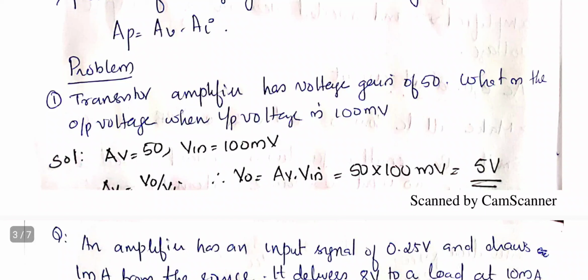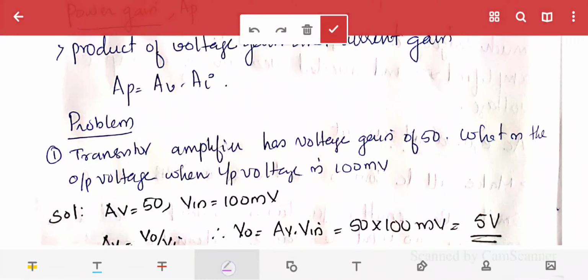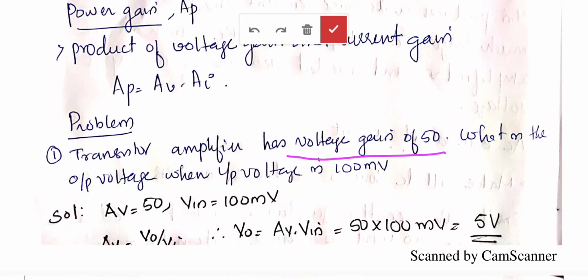So now we will see one small, simple problem. The question is: the transistor amplifier has a voltage gain of 50, so AV is equal to 50. What is the output voltage when the input voltage is 100 millivolt? So gain is equal to 50, input voltage is 100 millivolt. So what is the output voltage?